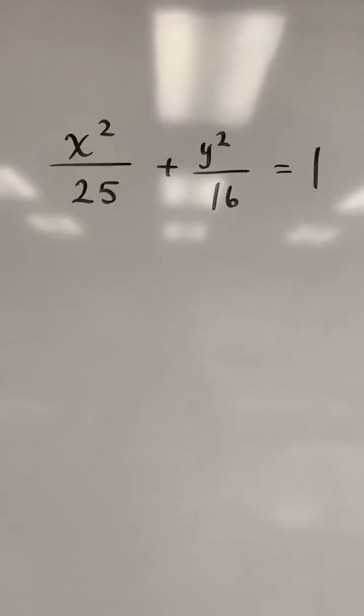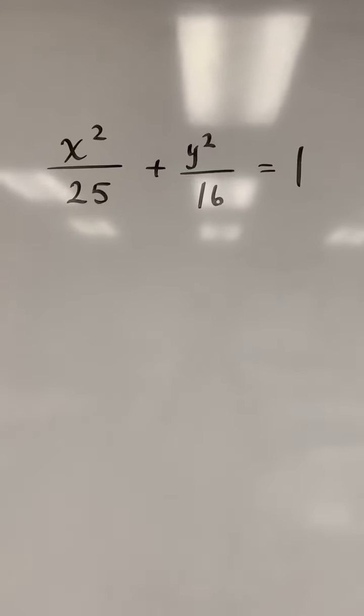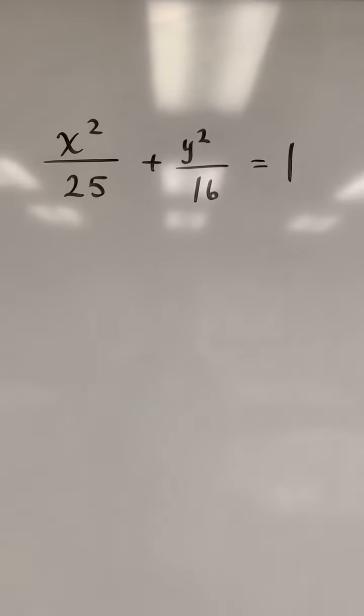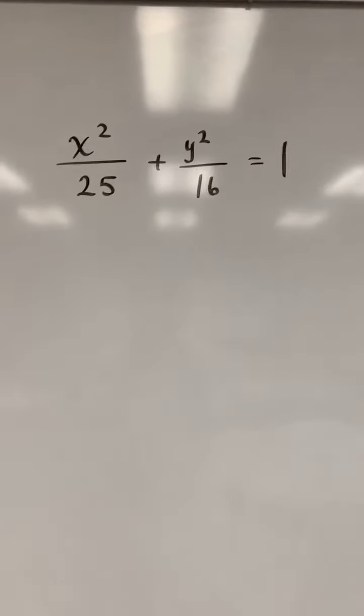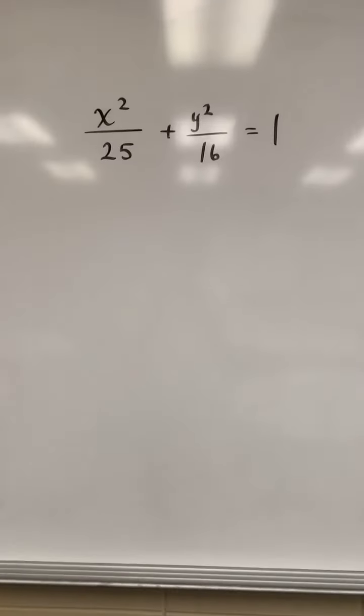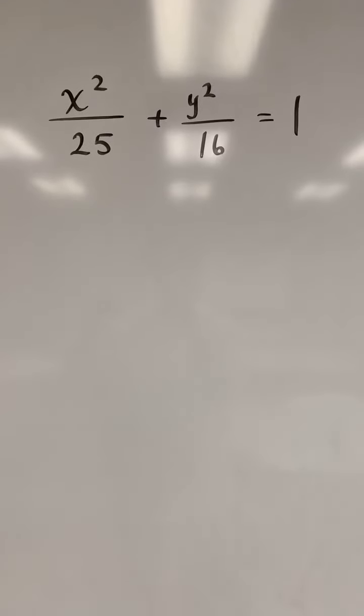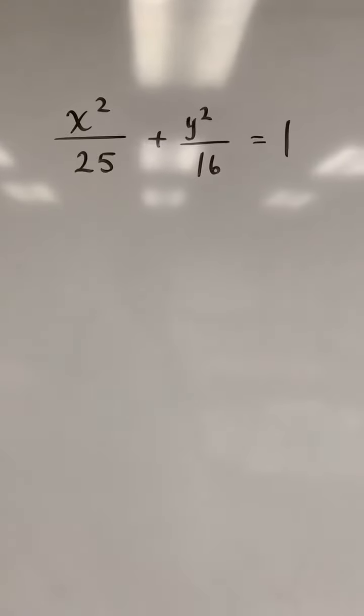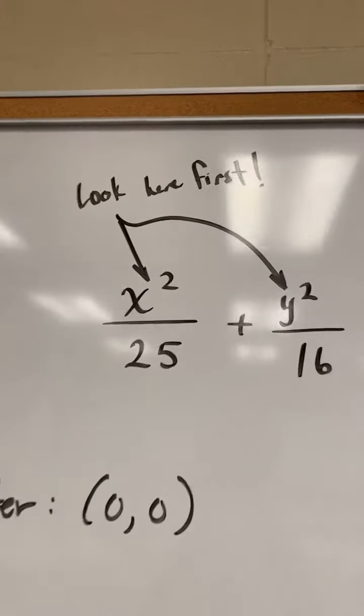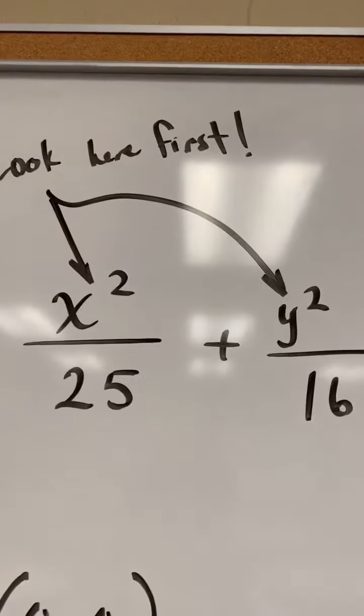All right, so here's my example. I have x squared over 25 plus y squared over 16 is equal to 1. All right, so I'm going to write down a couple of things that you should be writing down first before you start really worrying about what to do next. Always gather your given information first. There it is. So that's where you look first. You look up here where I'm pointing first.